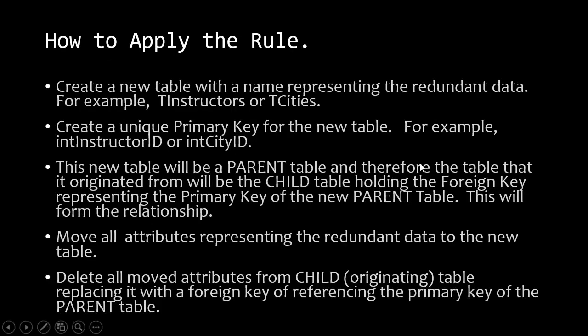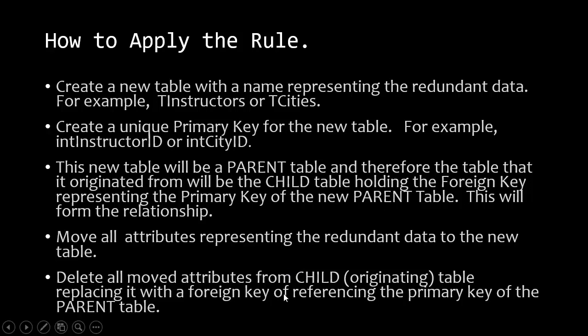Okay? How are we going to do this? Basically, it's the exact same rules as second normal form. We're going to create a new table. We're going to create a unique primary key for that new table. That new table will become the parent table. The originating table is now the child table, where we hold the foreign key, I should say. We're going to move all the attributes representing the redundant data to the new table, and we're going to delete all moved attributes from the child table, replacing them with the foreign key.